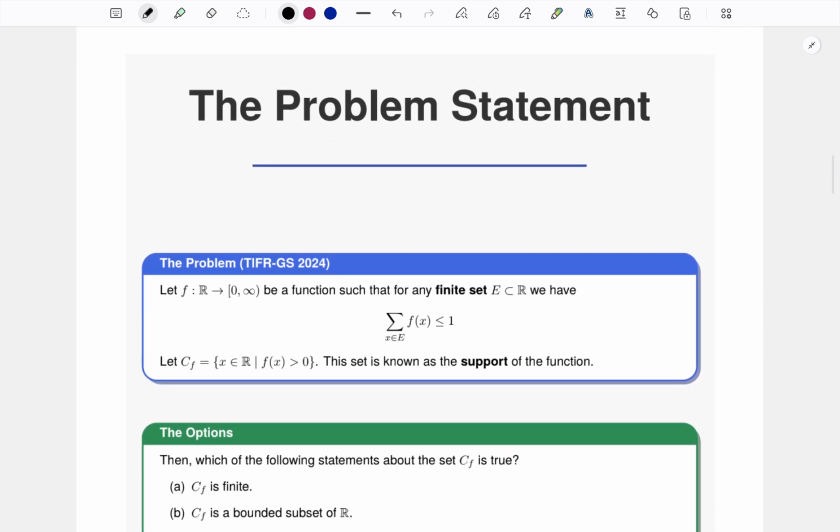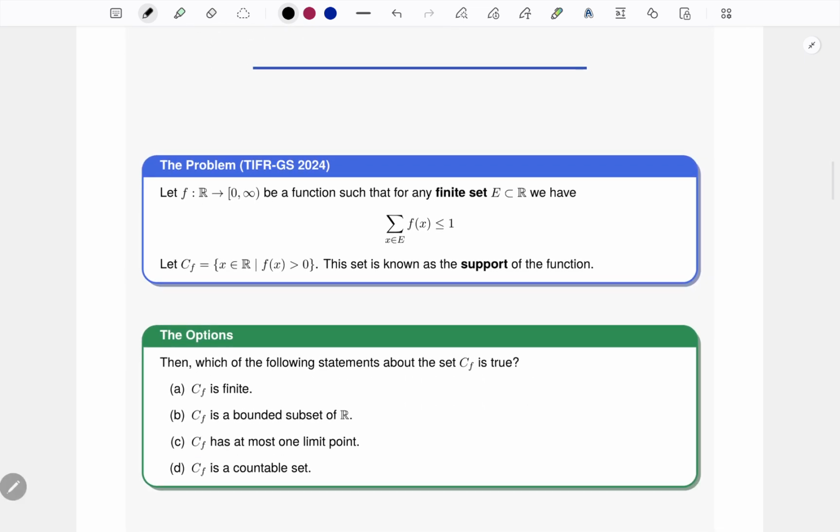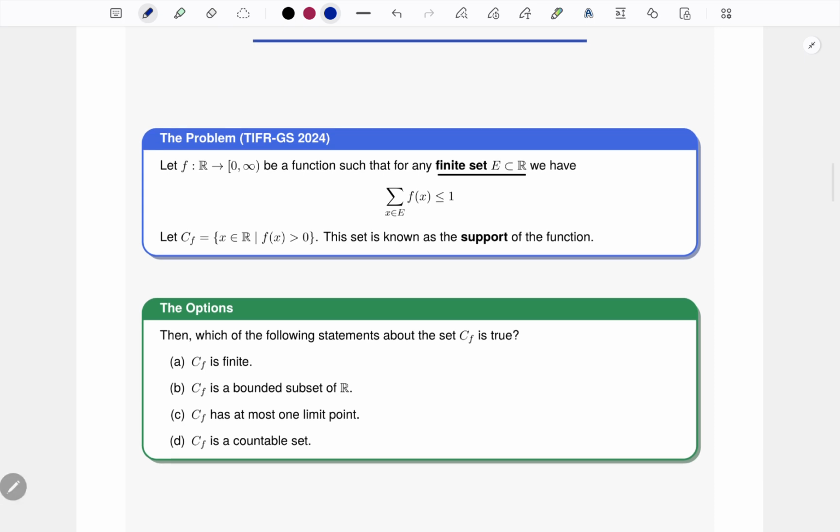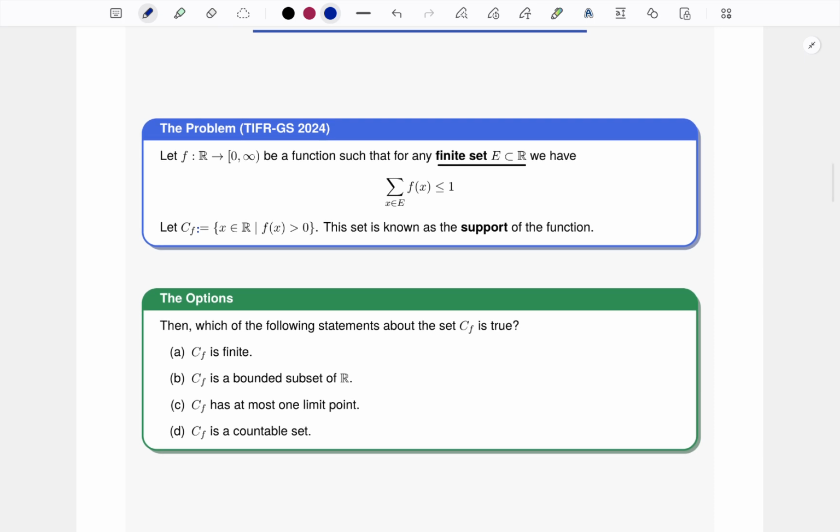Let us see the problem statement. So the problem statement is as follows. Let f be a non-negative function on the real numbers, such that for any finite set E in R, the summation of f over all the elements of the finite set is less than or equal to 1. Now we are given a set CF which is defined to be the collection of all those real numbers such that the image of those real numbers under f is greater than 0. So this set is what we call the support of the function.